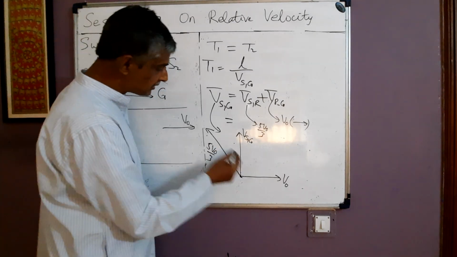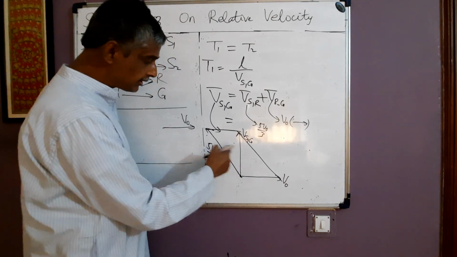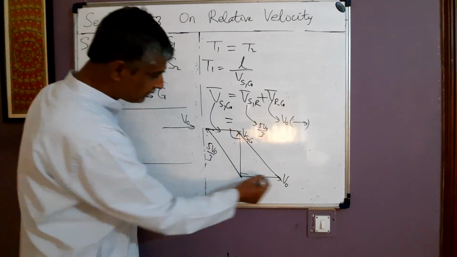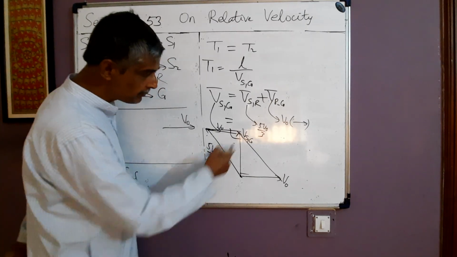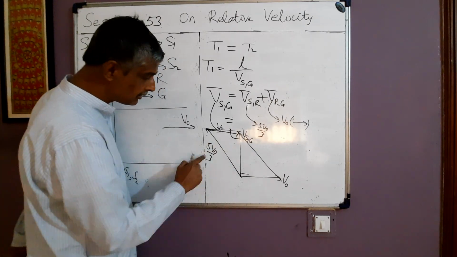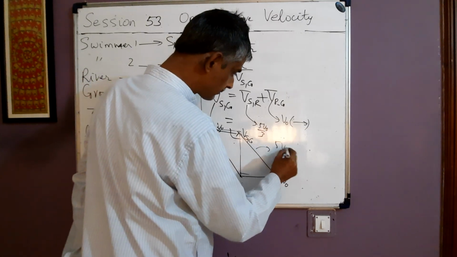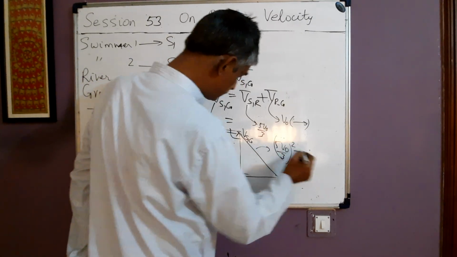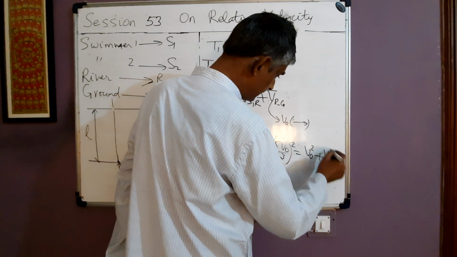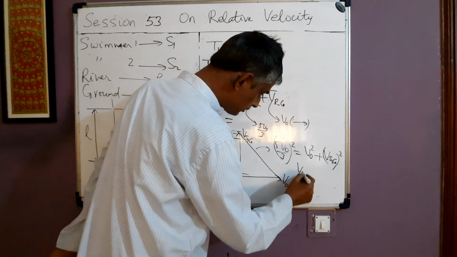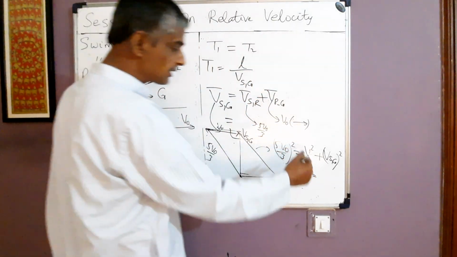Now with these two as the adjacent sides, we complete the parallelogram with this as a diagonal. Now we see that there are two right angle triangles. This is V0, so this is also V0, opposite sides of the parallelogram. This is 5 V0 by 3. This is Vs1g, this is a right angle triangle. This is the hypotenuse, these are two sides. From Pythagoras theorem, what do we get? 5 V0 by 3 whole square is equal to V0 square plus Vs1g whole square. So Vs1g whole square becomes 25 by 9 V0 square minus V0 square.